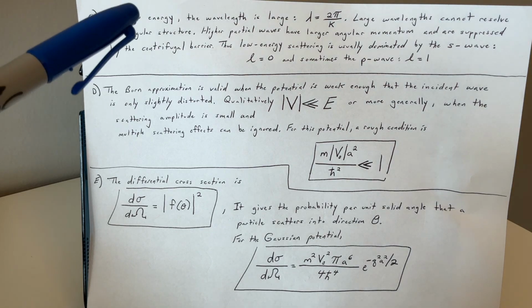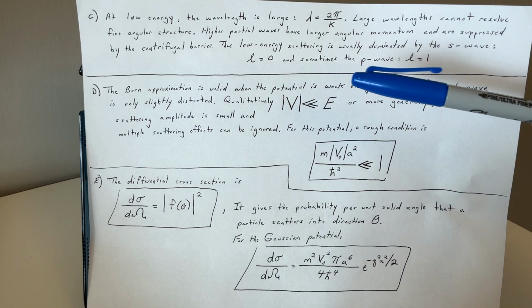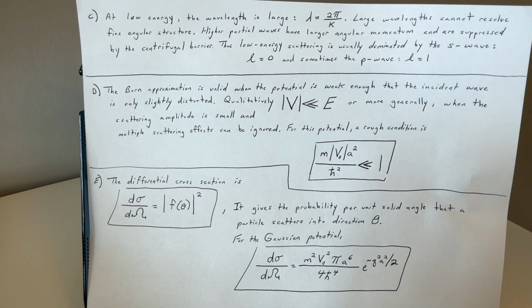Okay, so at low energy, the wavelength is large, lambda equals 2 pi over k. Large wavelengths cannot resolve fine angular structure. Higher partial waves have larger angular momentum and are suppressed by the centrifugal barrier. Thus, low energy scattering is usually dominated by the S wave, so we get L equals 0, and sometimes the P wave, L equals 1. Okay, so that's for part C.